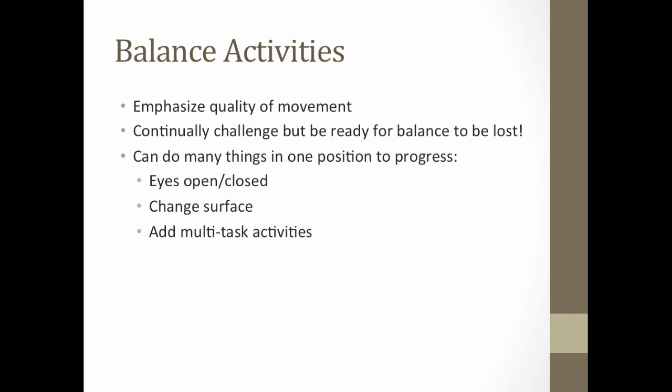You want to look at quality of movement. Where are they controlling the balance from? Where are they getting their movement strategies? Is it from the trunk? Are they using a lot of their arms? Are they trying to avoid movement at the ankle or the knee or the hip? You want to make sure that they're continuously being challenged, but they're able to maintain a good base of support.